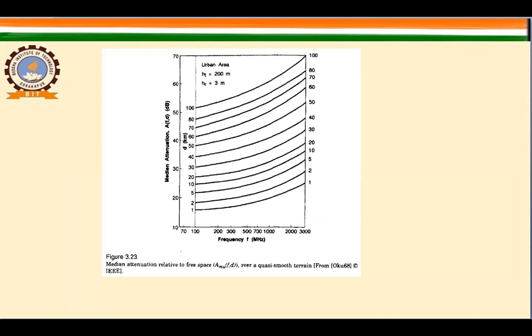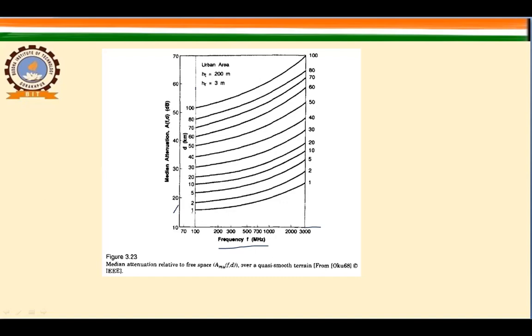This figure is taken from the Rappaport book, and it has three axes. One is the x-axis, which is the frequency in megahertz. It has two vertical axes. The first axis has a scale of 10, 20, 30, 40, 50, 60, and 70, and it is the median attenuation AMU of F and D in dB. The other vertical axis is the separation distance in kilometers, with a scale of 1, 2, 5, 10, 20, 30, 40, 50, 60, 70, 80, and 100.